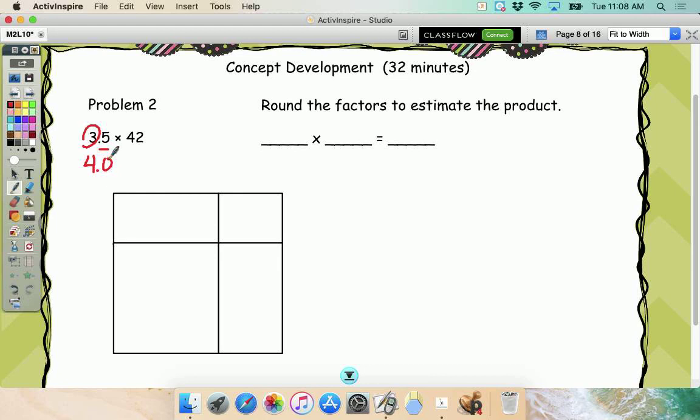So, what am I going to write on the line? 4. And then 42 rounds to what? 40. So, 4 times 4. 16. Add a 0. Go ahead and write the word ones here. We don't want to get confused and think that's 160 tenths.